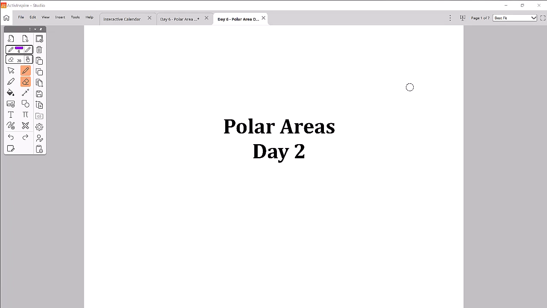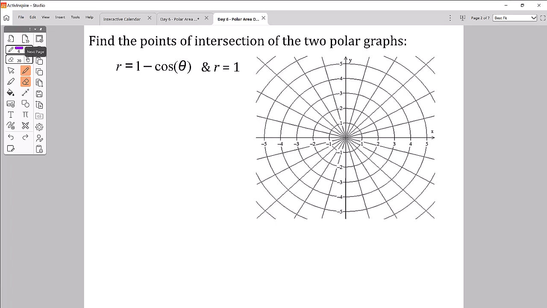All right, today we're looking at day 2 of polar areas. Today is focusing more on some of the other ways they can ask polar area questions. This starts with finding the intersection of two polar curves.